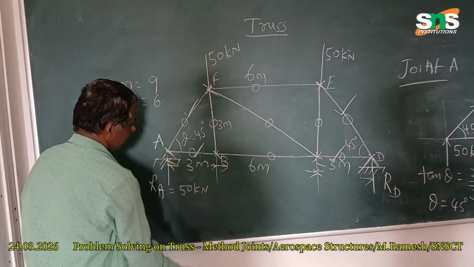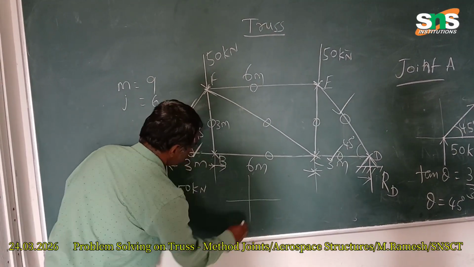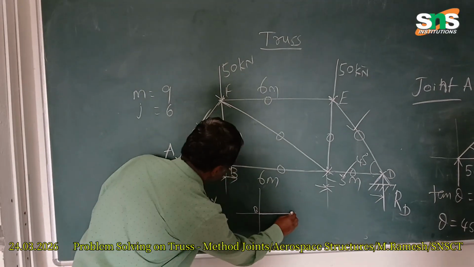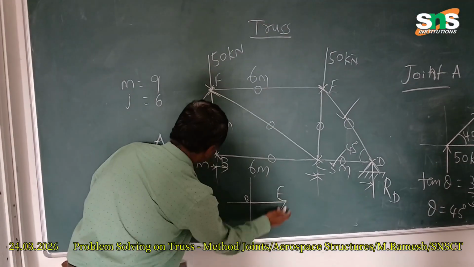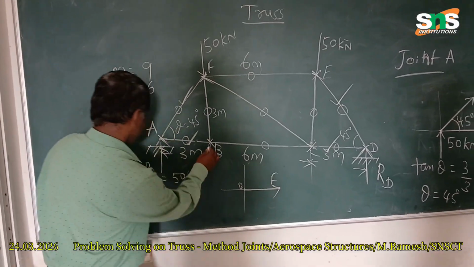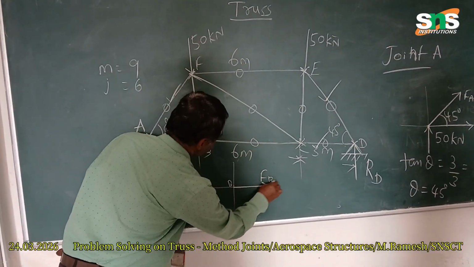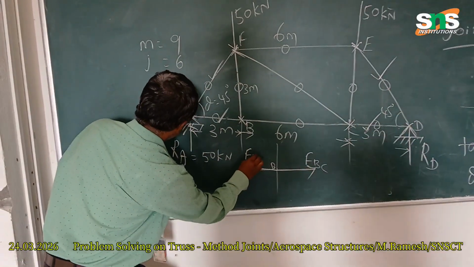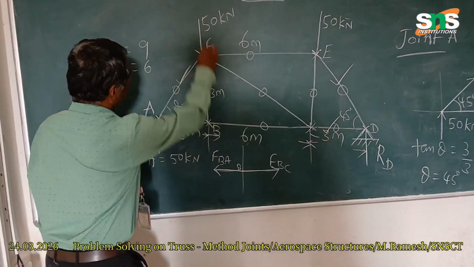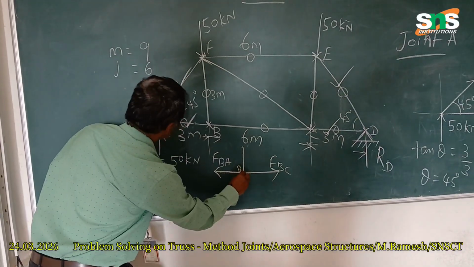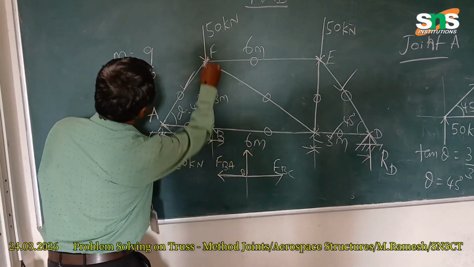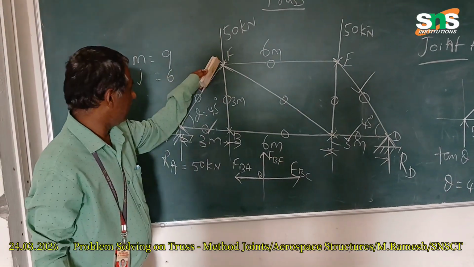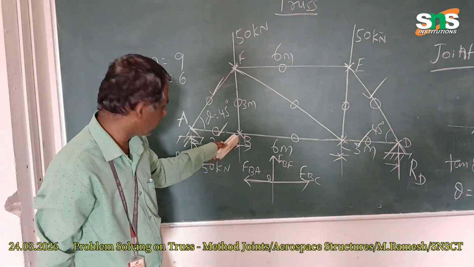After finding all these, you can go for joint B. In joint B, how can you draw? Since it is B now, here one member is horizontal. From B to C, this is FBC, this is FBA, then vertical, this is B to F. And what about this force? Does it have to be taken into account at joint B?